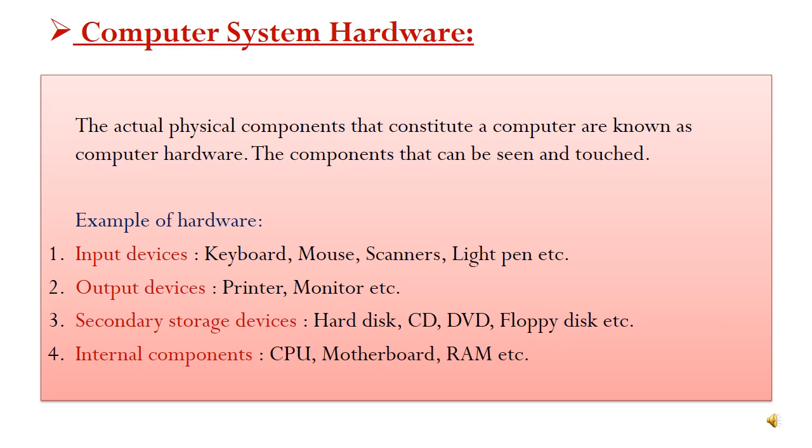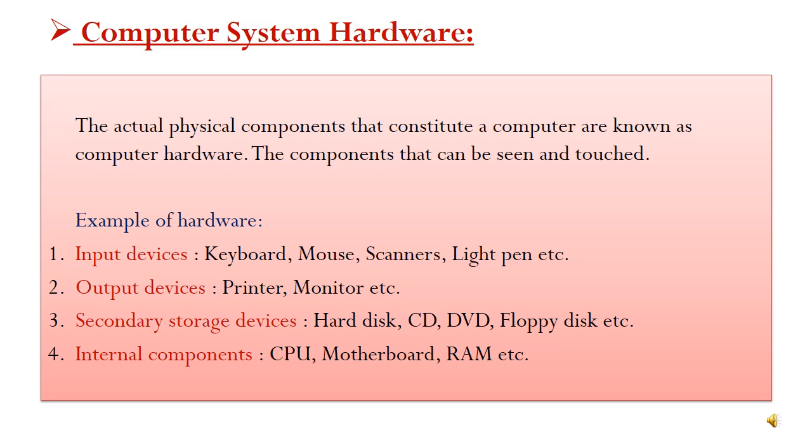Computer system hardware. The actual physical components that constitute a computer are known as computer hardware. The components that can be seen and touched. So students, in the previous lecture, we have already discussed the hardware. Hardware is the physical part of a computer system. It consists of electronic devices. The part you can see and touch is the hardware.